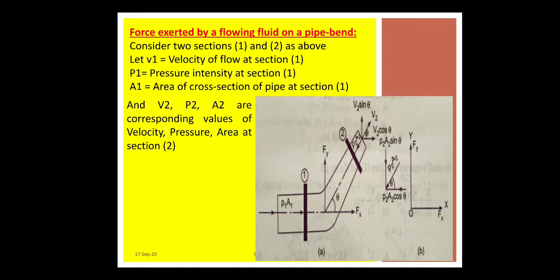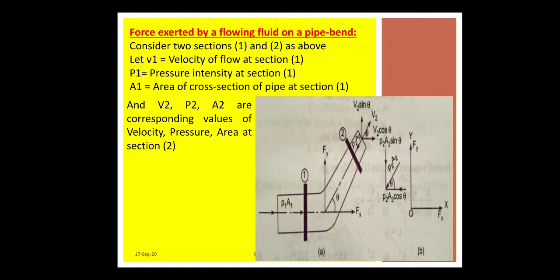Whenever it is acting in the downward direction, we have pressure P2 and area A2, right? Now the three forces are acting towards the center point, right? Now taking the hypotenuse concept, you have v2 sin theta and v2 cos theta. So v2 sin theta in the y axis, v2 cos theta in the x axis.